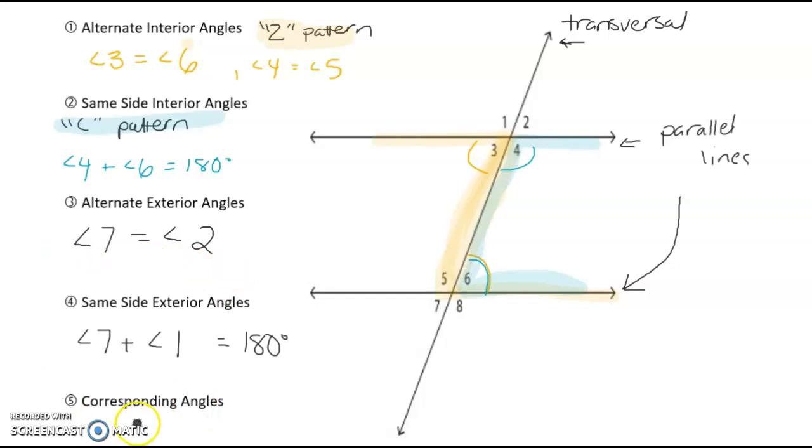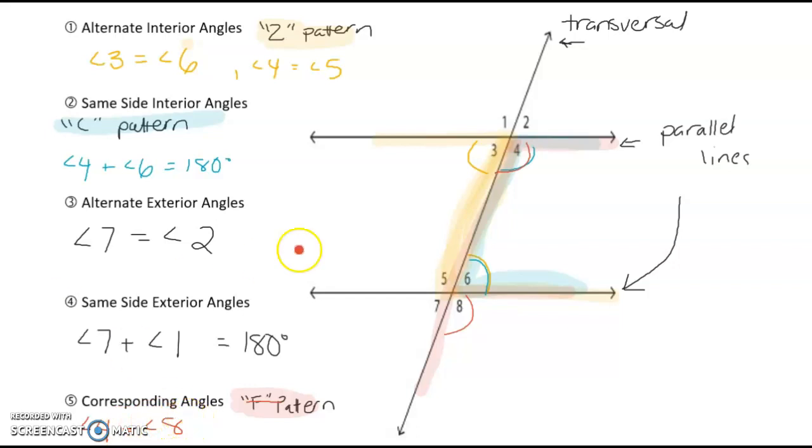And then the last one, we have corresponding angles, and that one is represented by the F pattern. And that looks like this. Let's use the last little color. So the F pattern could look like this. I go this way, and that means angle 4 and angle 8. Angle 4 equals angle 8.